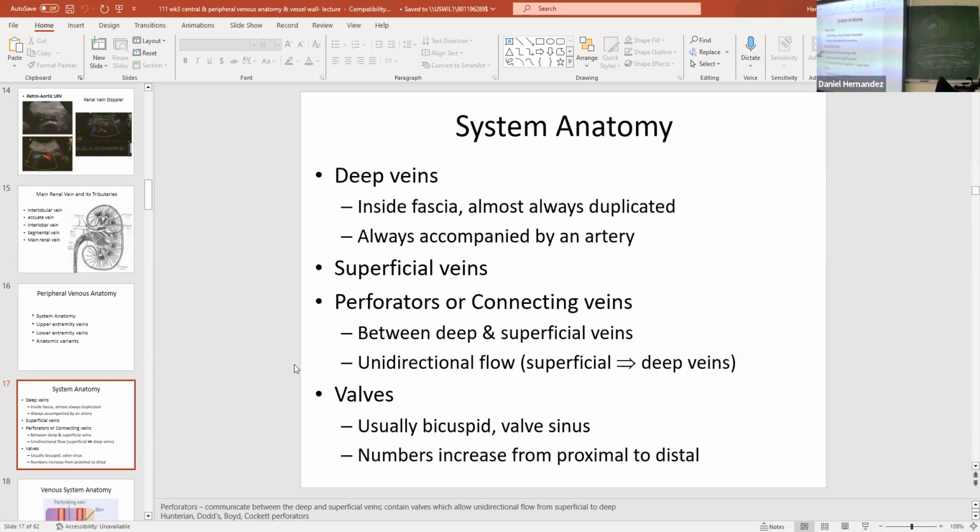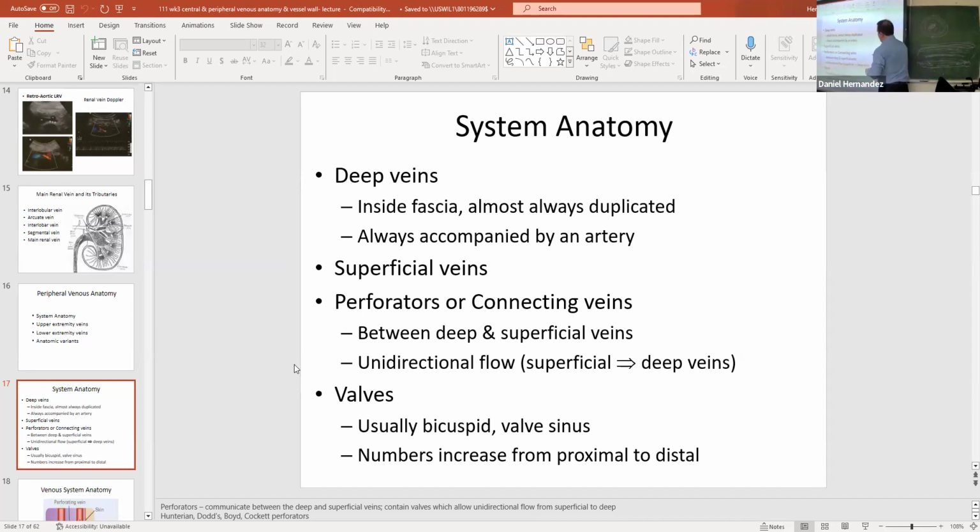Superficial veins now do not have a corresponding artery. So that's something to just remember. We can differentiate superficial and deep veins by that accompanying artery. So if we're imaging some vessels, and there's the artery in close proximity corresponding to those veins, then we know that it's a deep vein that we're imaging. If we don't see any artery with that vein, then we know that it's a superficial vein.